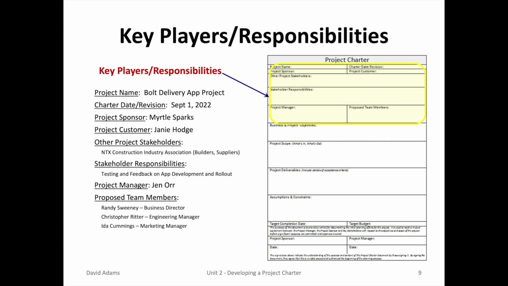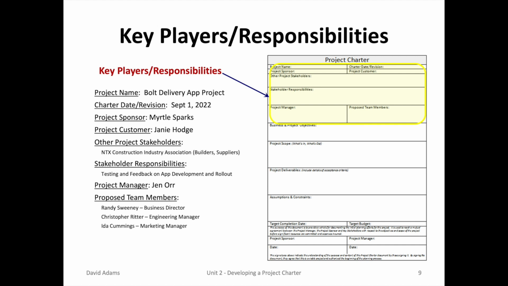Myrtle Sparks, the president and the project sponsor, asked Jen Orr, who was assigned project manager, to complete the project charter, and they're making use of the project charter template. This project charter template has 7 key areas, and we're going to start off with the key players and responsibilities. Jen Orr starts completing the project charter template, starting with the key players.